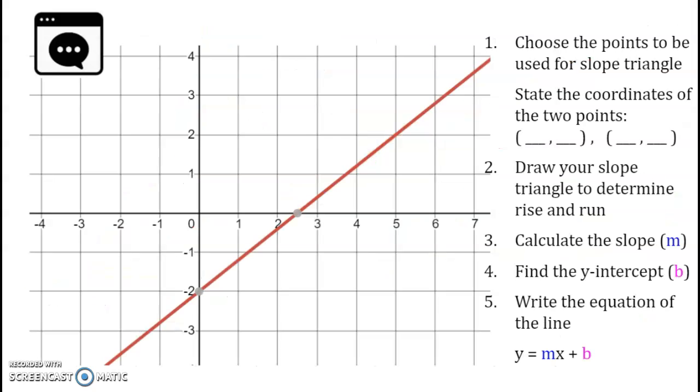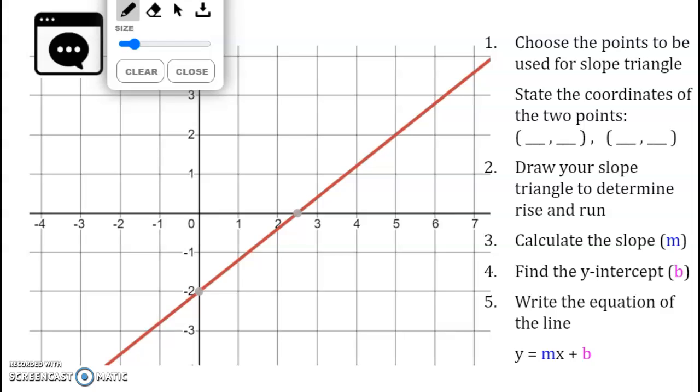Okay, now I am going to ask you this time to do this yourself. The first thing you need to do is choose the points to be used for the slope triangle. Then state the coordinates of the 2 points. So you're going to fill in whatever the number is, and you're going to send me a private chat.